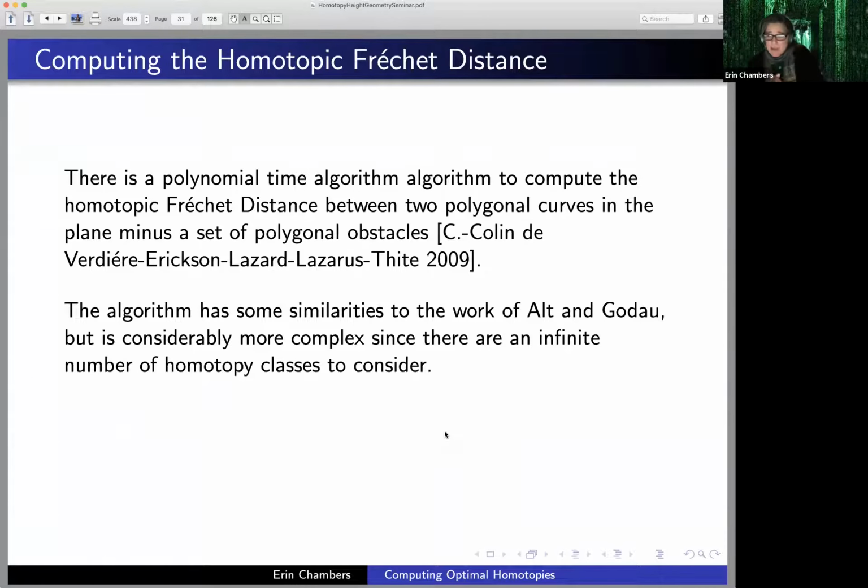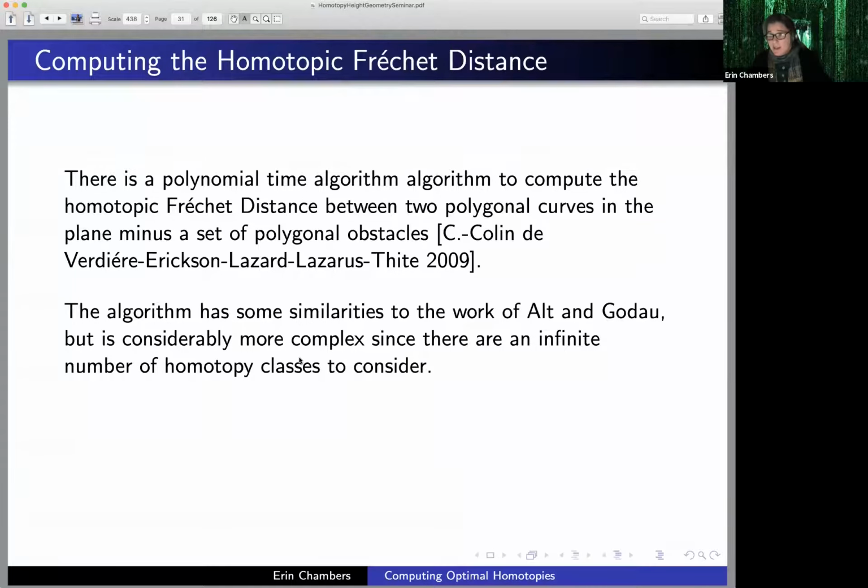So I say polynomial and don't pin this down. I'm not sure this is my worst case running time ever, but let's just admit this is a theoretical result. I think it's around n to the ninth or so. I mean, it's considerably harder because we have so many relative homotopy classes that need to be checked. And in each one, you do an Alt and Godau style computation.